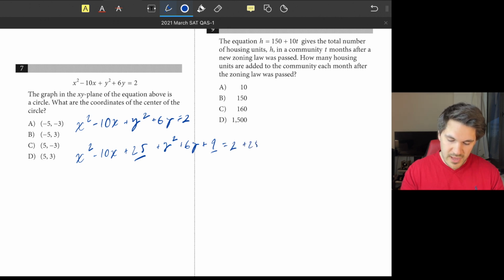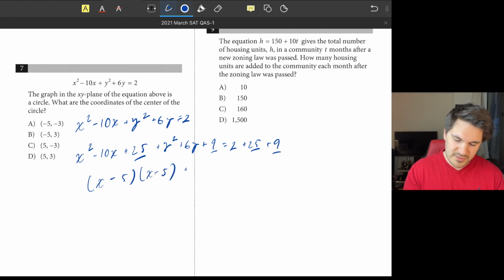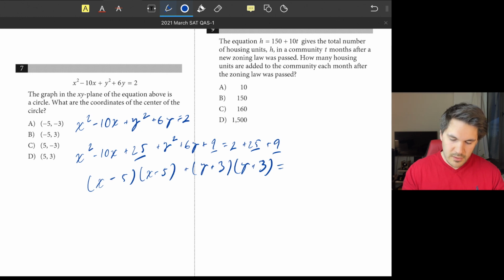plus 25 plus 9. Because whatever we do to one side, we have to also do it to the other side. Let's factor it. This factors into x minus 5 times x minus 5 plus y plus 3 times y plus 3. And this is going to give us, not that I think it matters that much, 36.